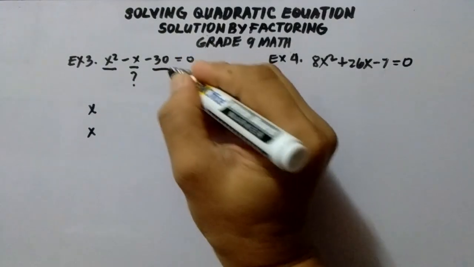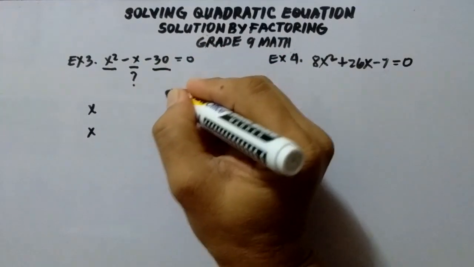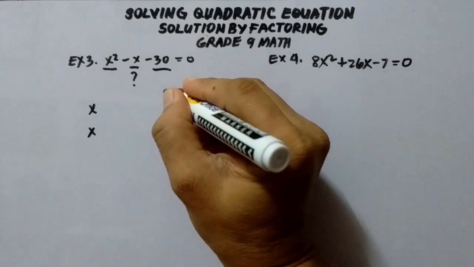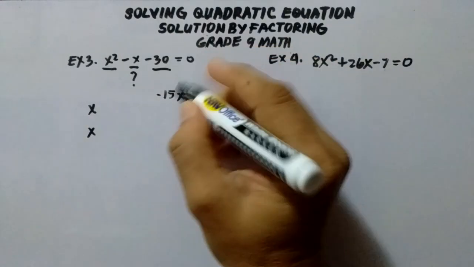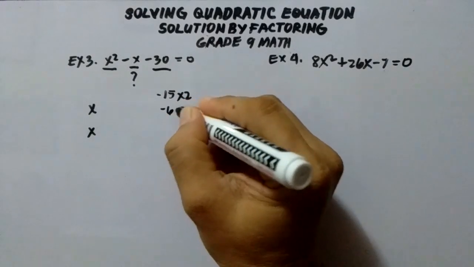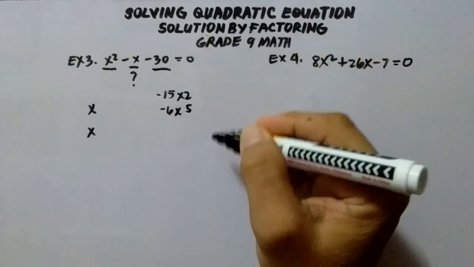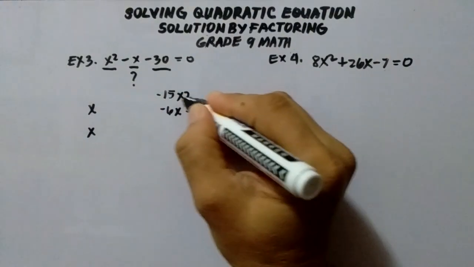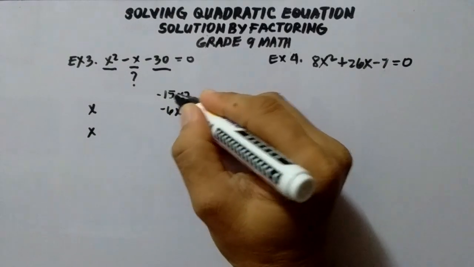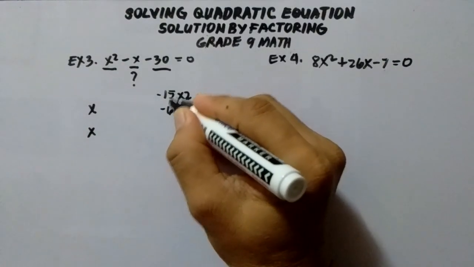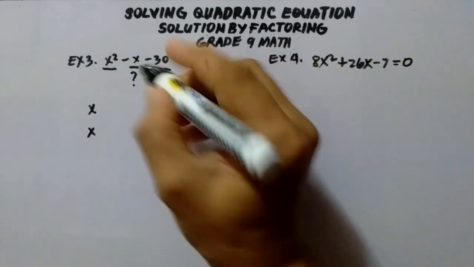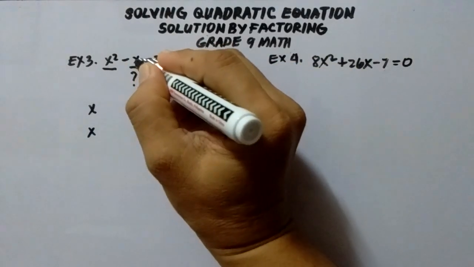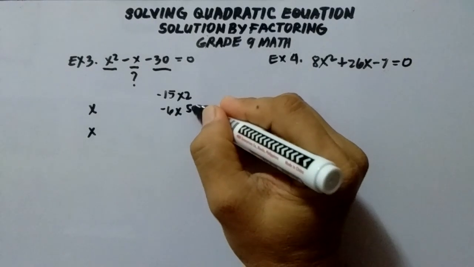Then, ang factors po ng 30. So, meron po tayong 15, o, negative 15 times 2. At meron po tayong negative 6 times 5. Okay? So, kung ito po ang gagamitin natin, kung yung 2, ima-minus natin sa 15, masyado pong malaki ang matitira. Negative 13, no? So, negative x lang po ang hinahanap natin. Okay? So, ito po ang gagamitin natin.